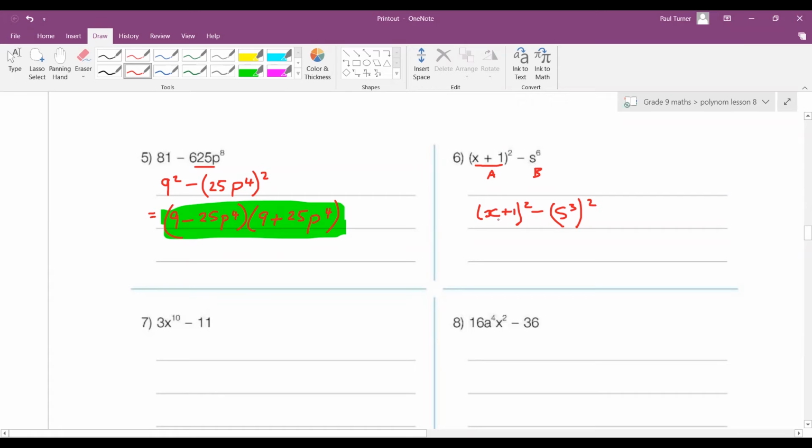So we have our form, A squared minus B squared. So that's going to be A minus B, A plus B. So x plus 1 minus s cubed, x plus 1 plus s cubed. Finished. Like that. Question 6.